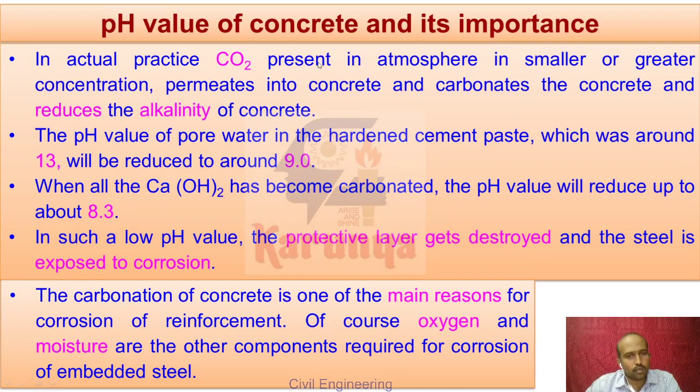In actual practice, CO2 present in the atmosphere, in smaller or greater concentration, permeates into concrete and carbonates the concrete and reduces its alkalinity. The pH value of pore water in hardened concrete cement paste, which was around 13, will be reduced to around 9. When all the Ca(OH)2 has become carbonated, the pH value will reduce to 8.3. It is a very minimum value. If all the calcium hydroxide, Ca(OH)2, is carbonated, then the minimum pH value is 8.3.